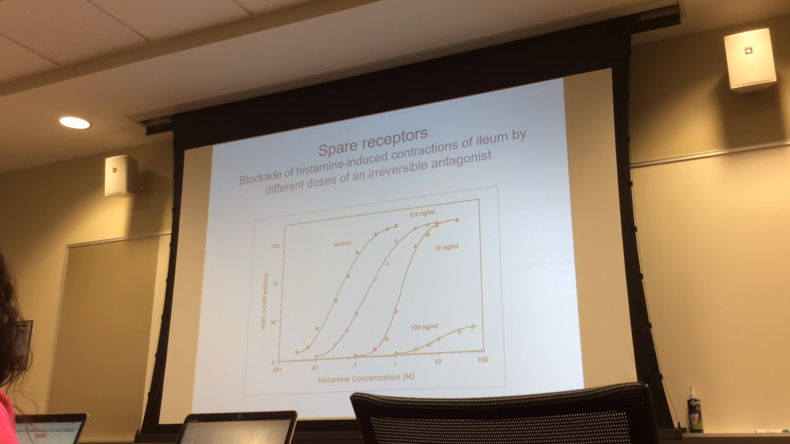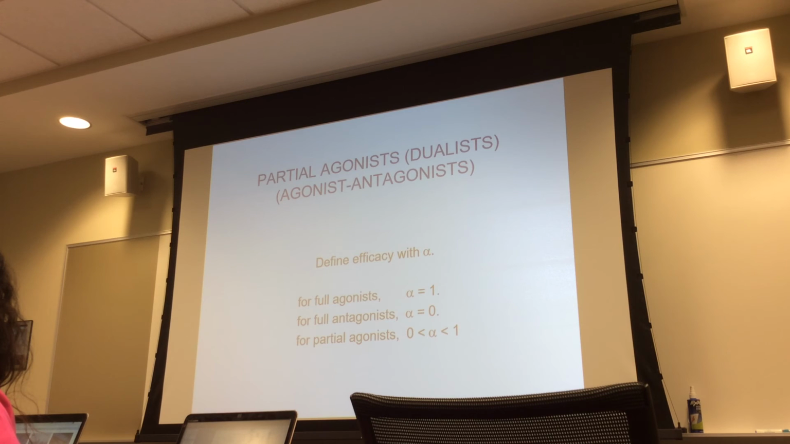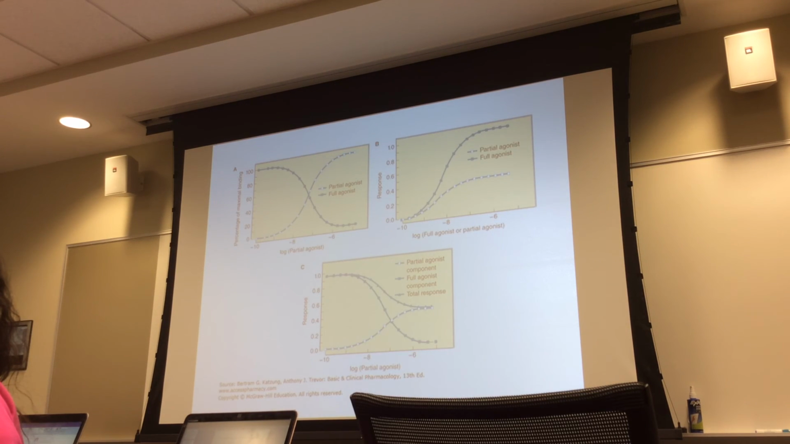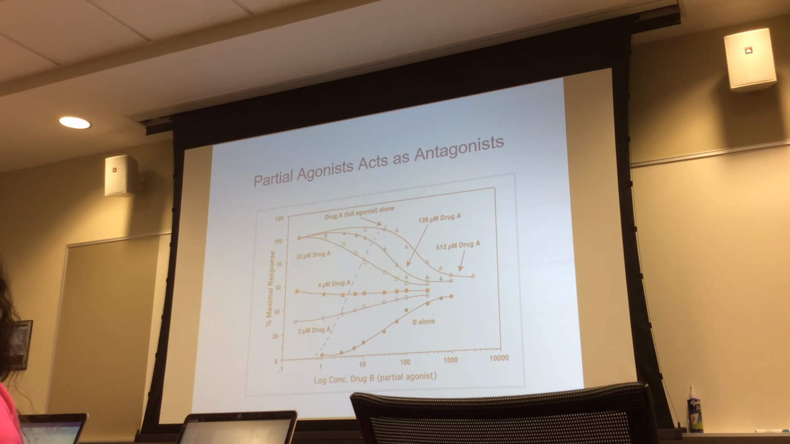Okay? So think about it, if I'm talking about drug efficacy, a full agonist will have an efficacy of 1, and a full antagonist will have an efficacy of 0, it binds and does nothing, and a partial agonist will have an efficacy that ranges between 0 and 1. And we're going to talk about the partial agonist now. I know this graph may be slightly busy, but I think this one here will make it clearer when we get there.